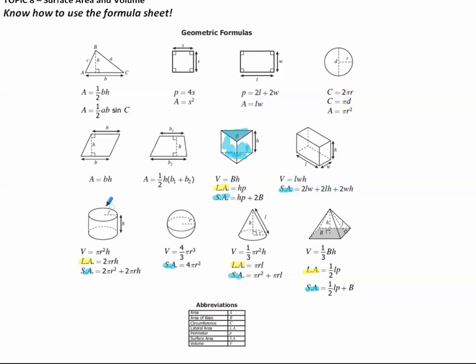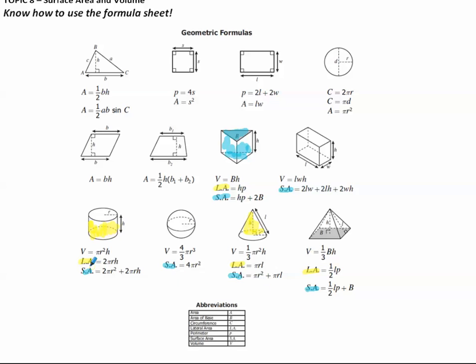Instead of doing everything, lateral area only includes everything that is not a base. So over here on this cylinder, you would take out the top, you would take out the bottom, and it would just be the area around this cylinder. For this cone, you ignore the bottom, it would just be up top, everything up top.